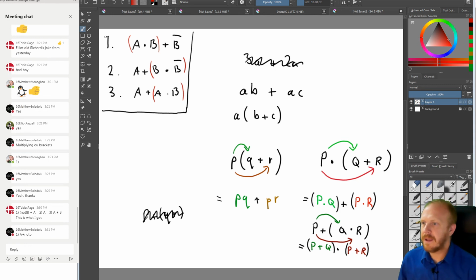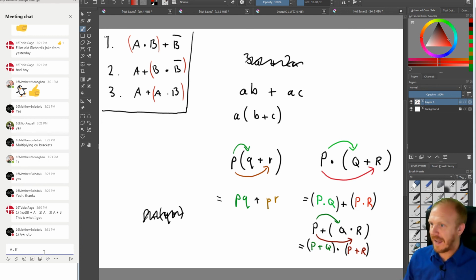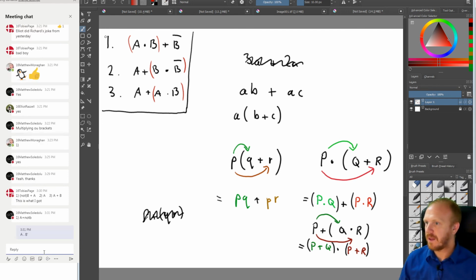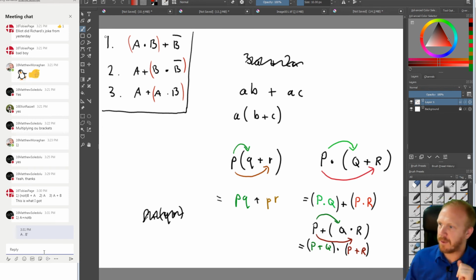Oh, incidentally, the shorthand for this, for typing, is just to use a little apostrophe for not, because obviously you can't do that otherwise. So if I wanted to actually type something like A and not B, I'd put A dot B dash. That's the accepted way of writing something when obviously you can't type the bar across.